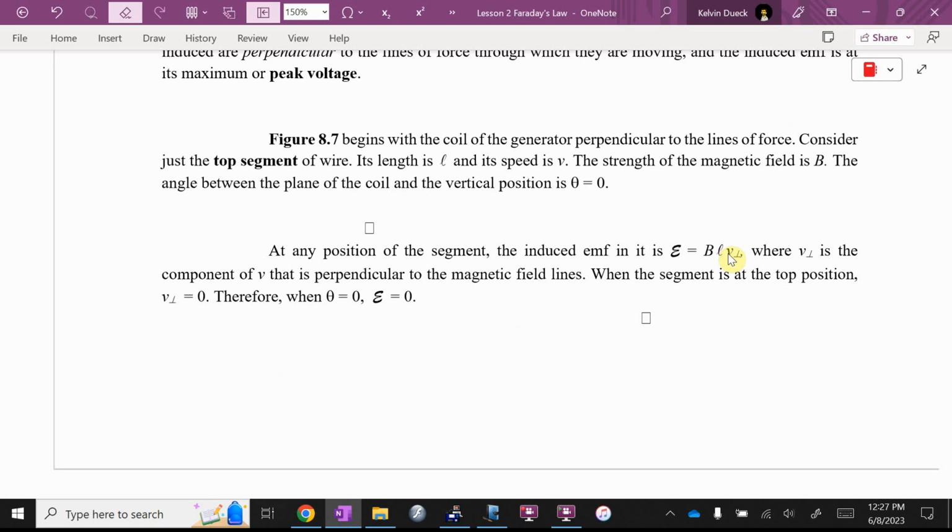The bigger the generator, the more voltage you generate. The stronger the external magnetic field, the more voltage you'll generate. When it's at the top position, it's perpendicular, and so it's 0.